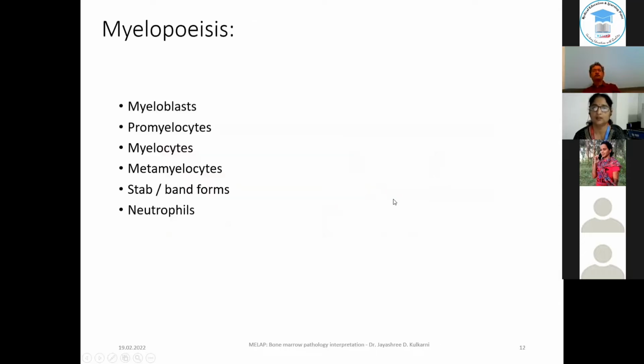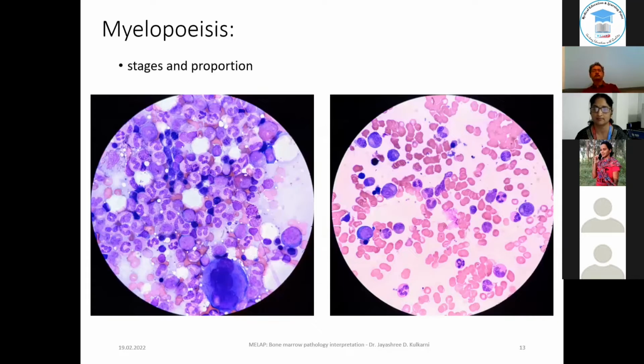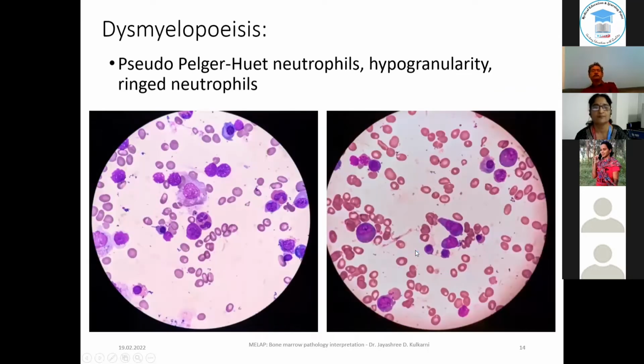Myelopoiesis, we all know: myeloblasts, promyelocytes, myelocytes, metamyelocytes, band forms, and the neutrophils. So if you look at these myeloid cell series, you have a lesser number of immature cells, the blasts. Then you have some promyelocytes here. Then comes your myelocyte stage. Then the metamyelocyte stage, band forms, and the neutrophils. So these are the different stages in the myelopoiesis. In myelopoiesis, you will have either nuclear abnormality or the granular abnormality.